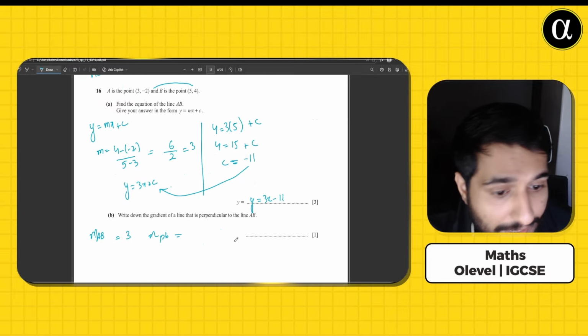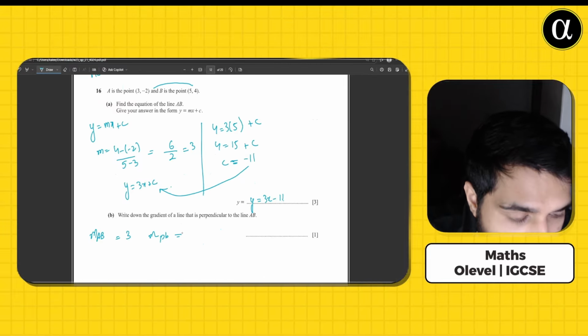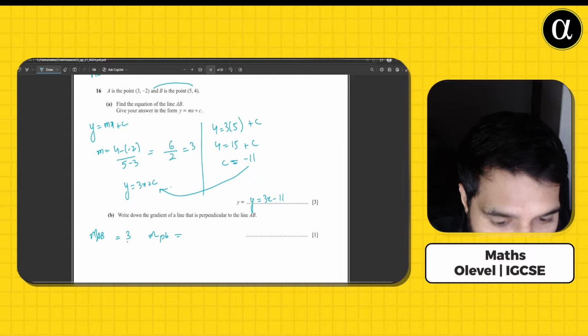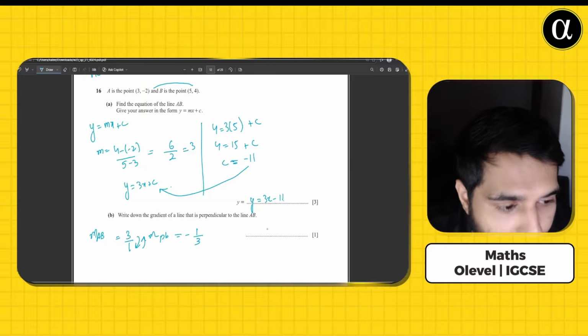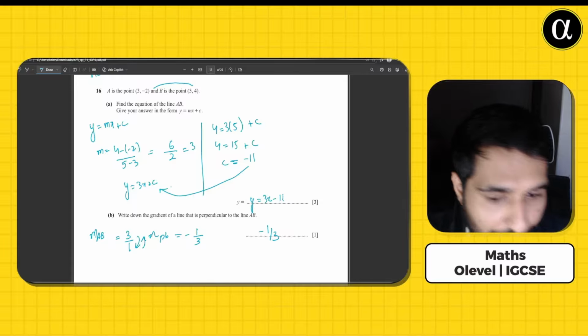This was negative reciprocal. So since it's perpendicular, it has to be the negative reciprocal. It was 3 over 1, so now it will be 1 over 3. We reciprocate it, and the sign is going to be opposite. So it's going to be minus 1 over 3 for this case.